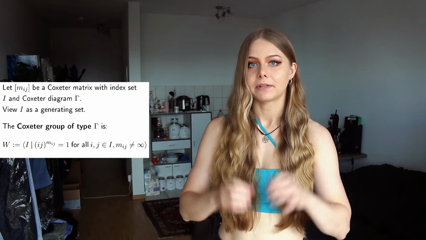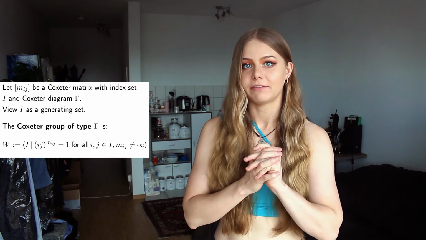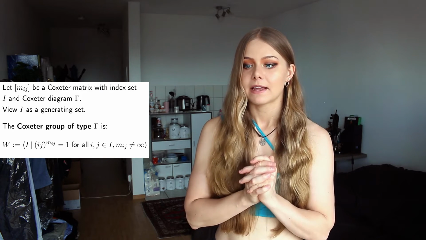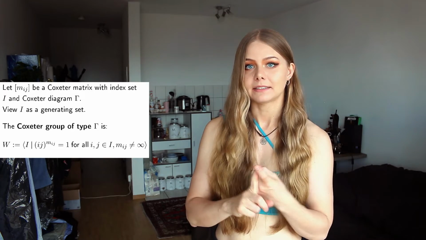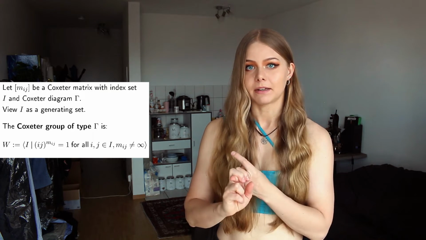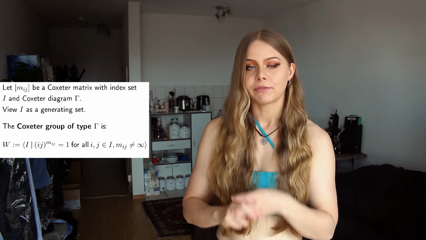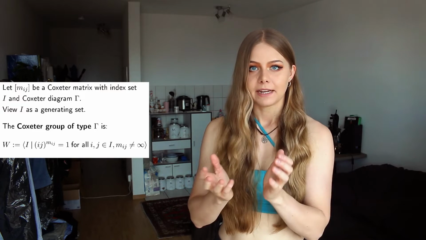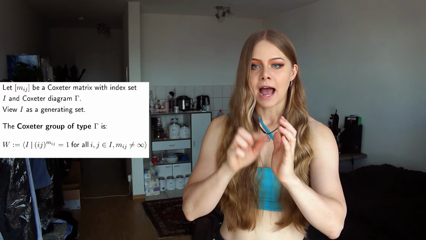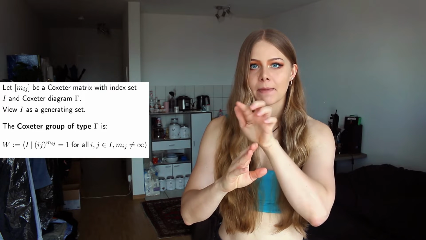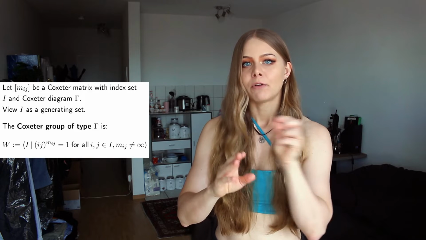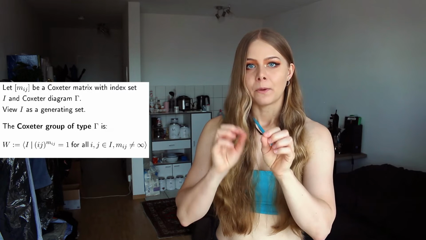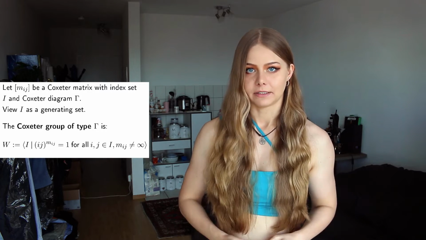Given a Coxeter matrix or a Coxeter diagram, we can define a Coxeter group. So let's say our index set is still called I, and let's say our Coxeter diagram is called gamma. Then our Coxeter group of type gamma is the group with generating set I, and as relations we want to have that (ij)^(m_ij) equals 1 for all i, j in I, where m_ij is not infinity.